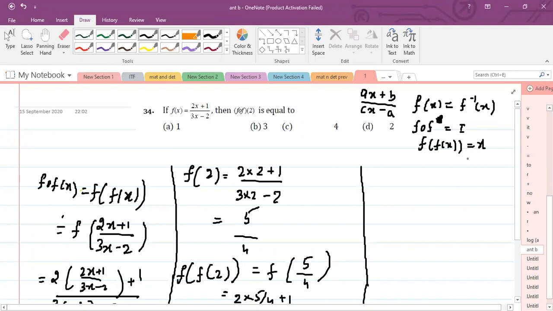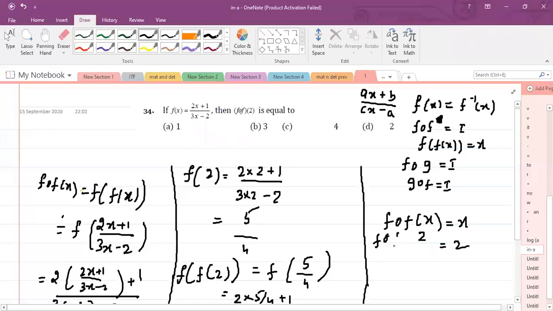If the inverse of a function is that function itself, then consider the composition. See here, if g is the inverse of f, then we write f o g equals I, or g o f equals I. Here the inverse of this 2x plus 1 divided by 3x minus 2 is this function itself. Therefore f o f equals I. Therefore f o f of x equals x. If you consider any value, say 2, then f o f of 2 will be 2. If they have asked f o f of 10, definitely it will be 10.